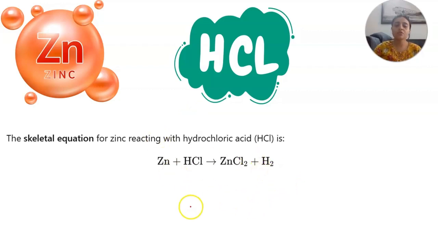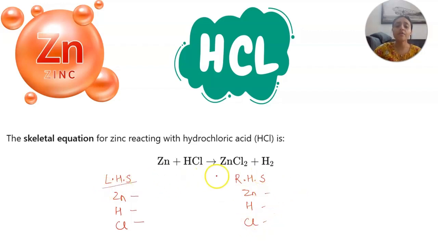ZnCl2 plus H2. So as per the formulas, we need to write left hand side, and here it is right hand side. So in the left hand side, how many elements are there? Zinc is there, hydrogen is there, and chlorine is there. You can see I have separated out this HCl in order to write particular elements separately. In the right hand side also zinc is there, hydrogen is there and chlorine is there. Now we are going to write how many atoms are present. Here zinc 1, hydrogen 1, chlorine is also 1. Here zinc 1, hydrogen is 2 and chlorine is also 2.